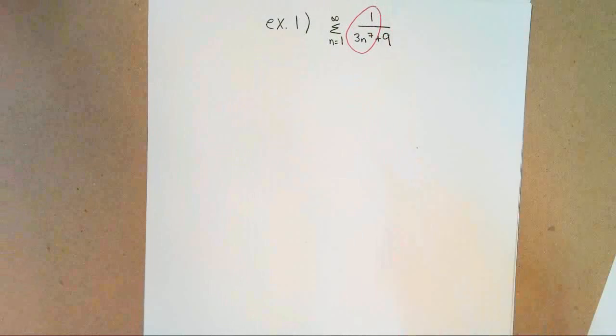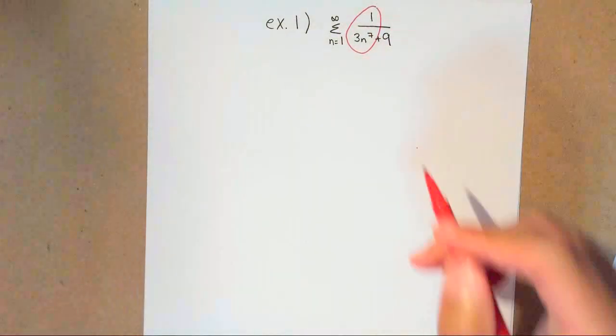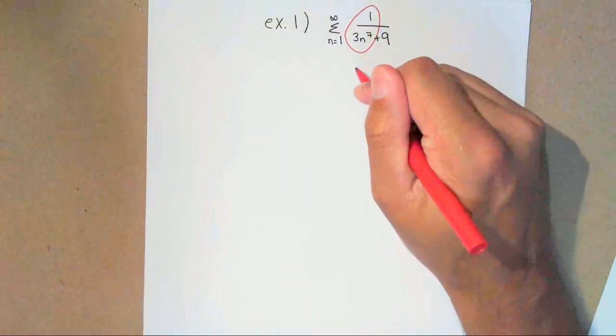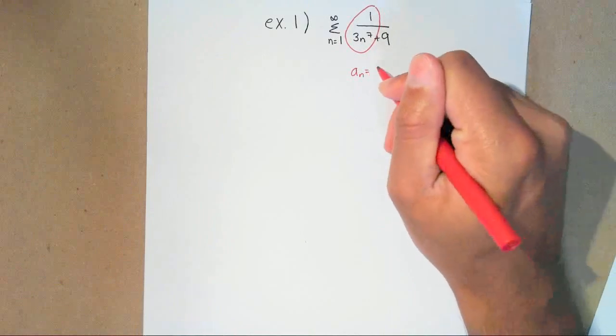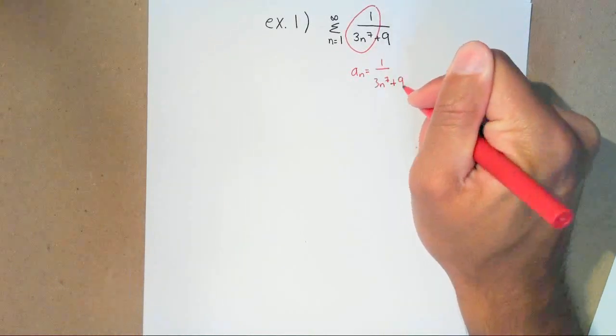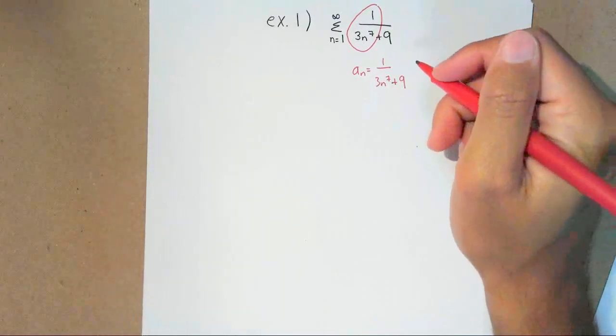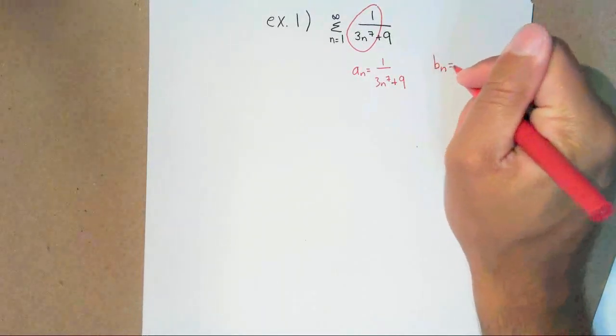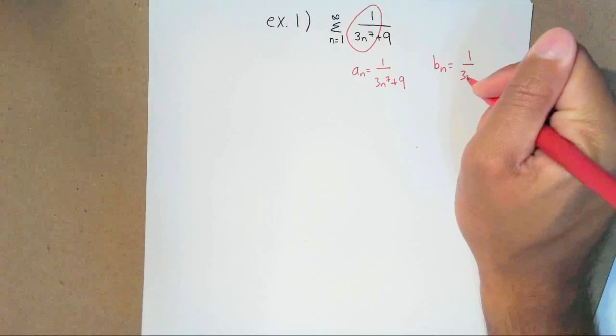This right here. So we're going to say that, hey, well, I know that A of n is equal to 1 over 3n to the 7th plus 9. But let's just say that B of n is equal to 1 over 3n to the 7th.